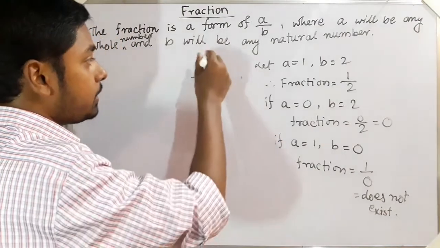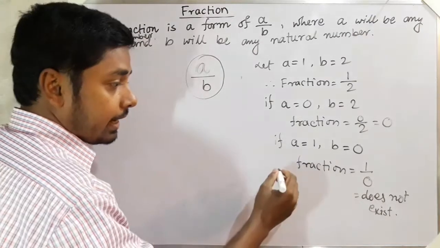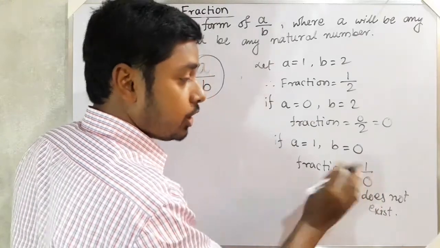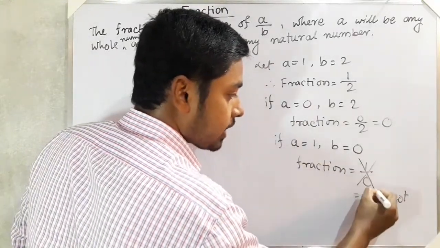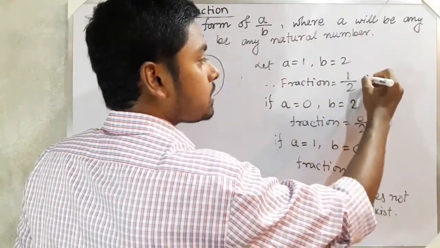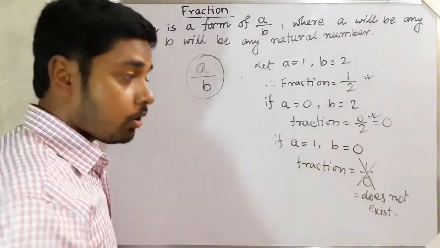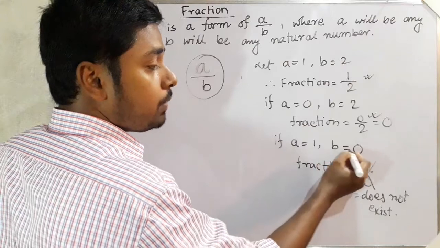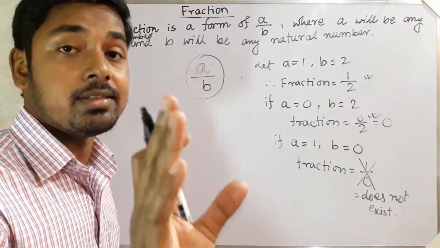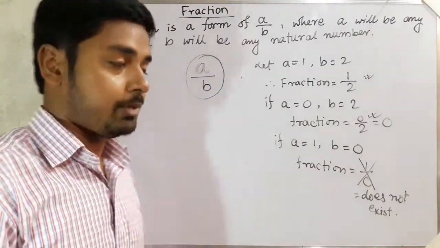So this is the fraction. And what about 1 by 0? Is it a fraction? No, this is not a fraction. 0 by 2, yes, this is a fraction. 1 by 2, this is a fraction. But 1 by 0 is not a fraction, because we cannot take the value of b, the lower part, as 0. So this form is called a fraction.